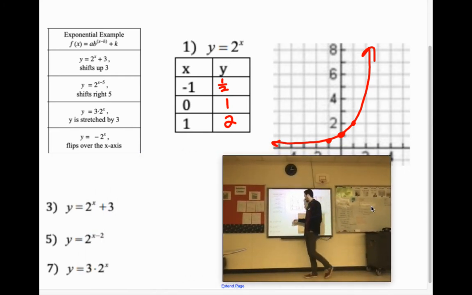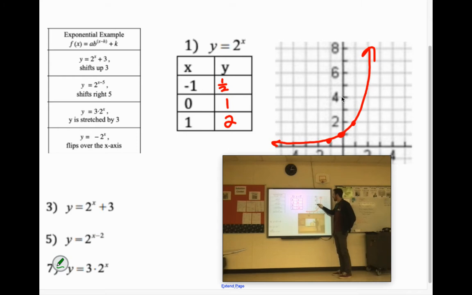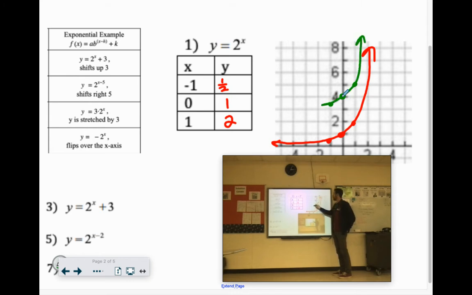So y equals 2 to the x plus 3, it's not grouped with the x, so that would be a vertical shift. So it's going to take that exact same graph and shift it up 3 places. This was at 1, so we'll go up to 4. This was at 0.5, so now it'll be at 3.5. And this one was at 2, now it will be at 5. So the green graph shows that translated up 3 units. And again, the asymptote was at 0, now it's up at 3 because everything is shifted up 3.